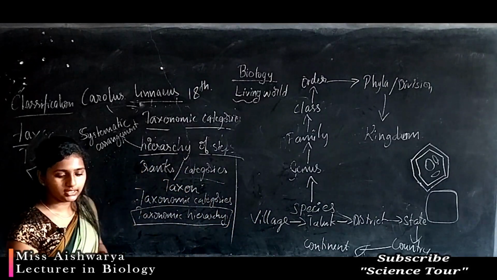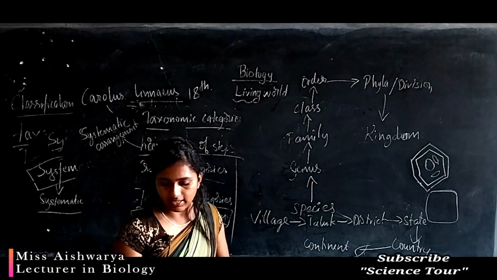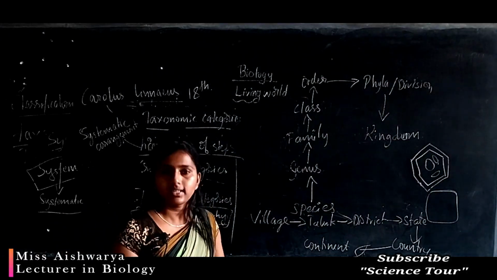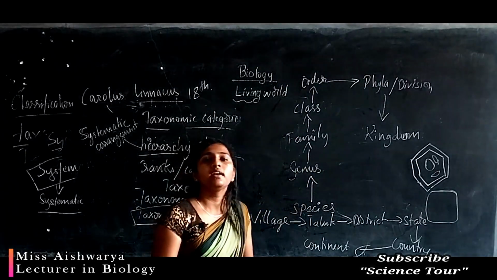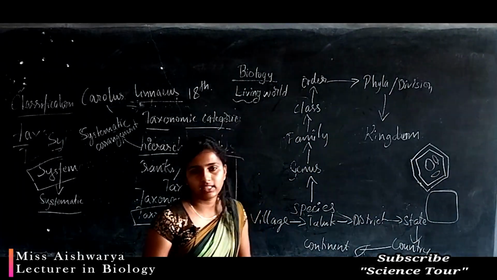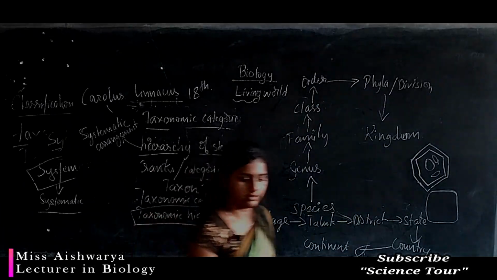So in the next class we are going to study how the classification is done from species till kingdom, and we'll study the aid of the taxonomy, which is very important.